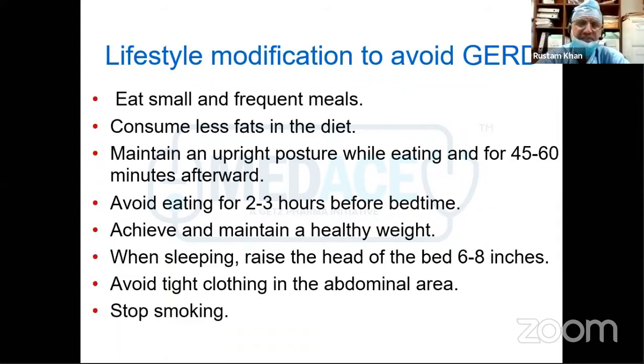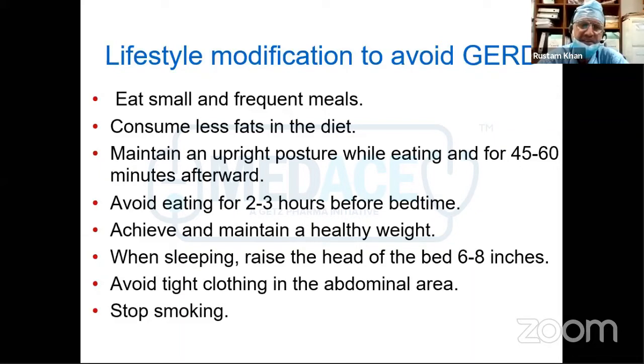Coming to lifestyle modification, when a patient comes to us and we make the diagnosis of GERD, we should ask them to take small and frequent meals. Don't ask the patient to take too much at the same time, otherwise it will further aggravate the symptoms. Consume less fat in the diet, and maintain an upright posture while eating and for 45 to 60 minutes afterward also. Avoid eating for 2 to 4 hours before going to bed. Achieve and maintain a healthy weight. If the patient is overweight, they should lose weight.